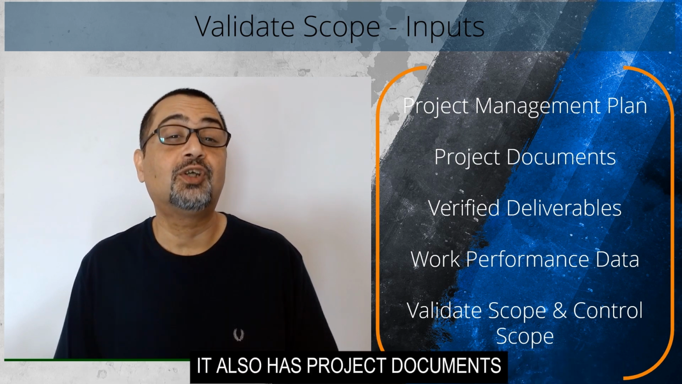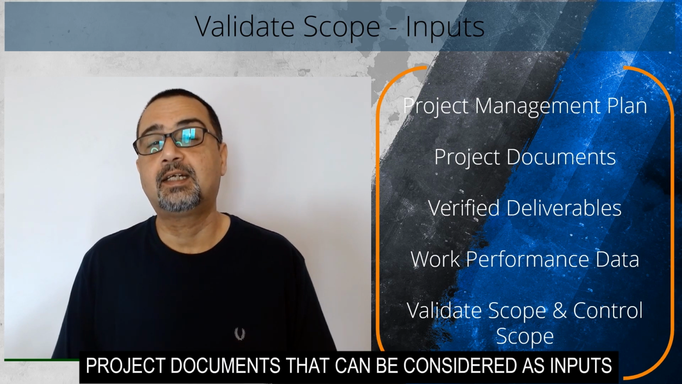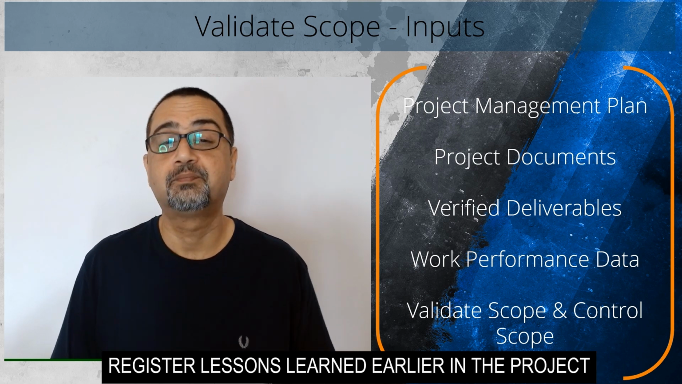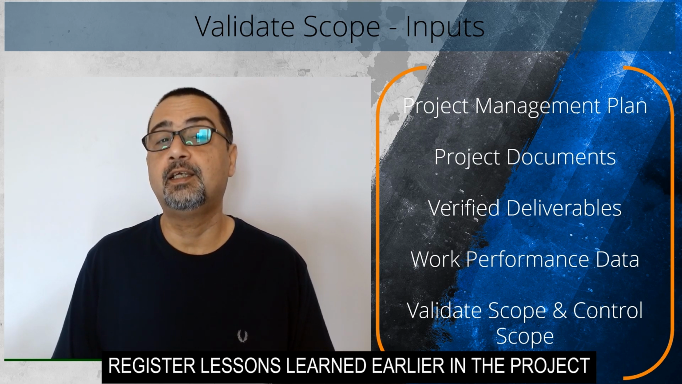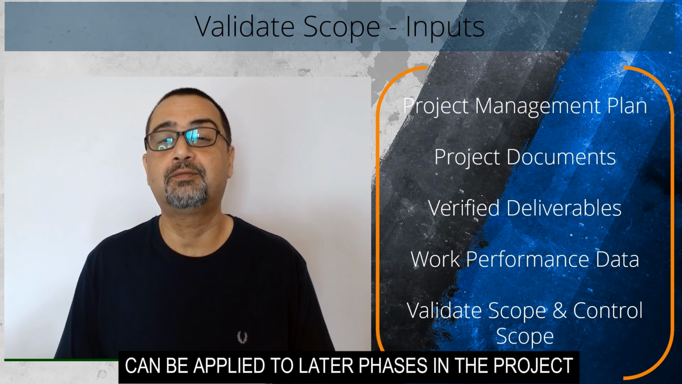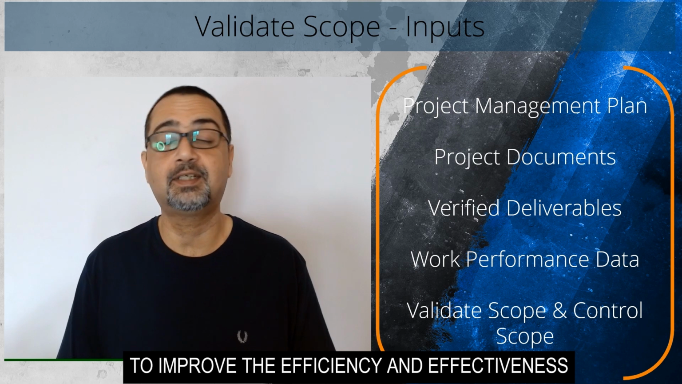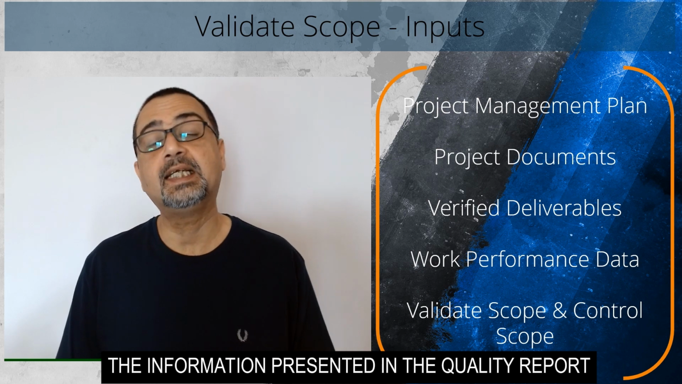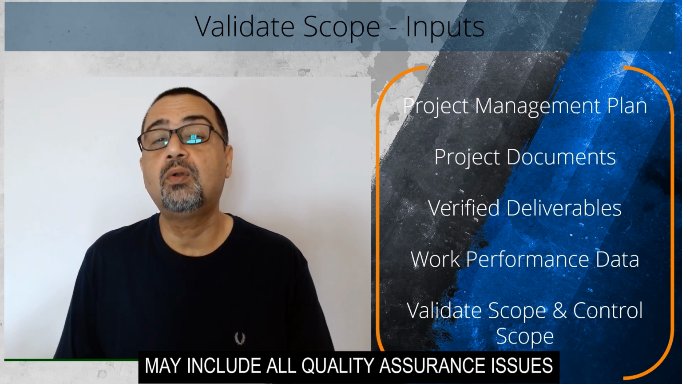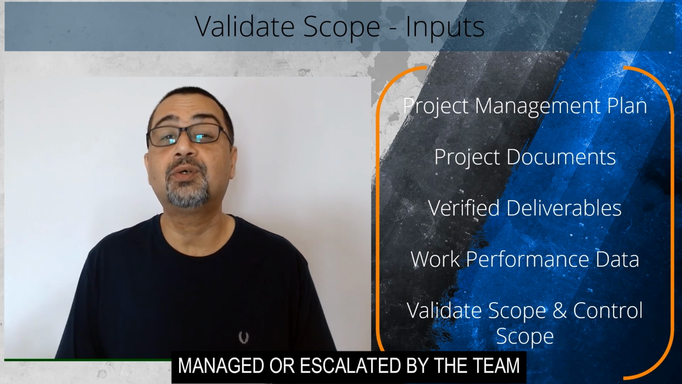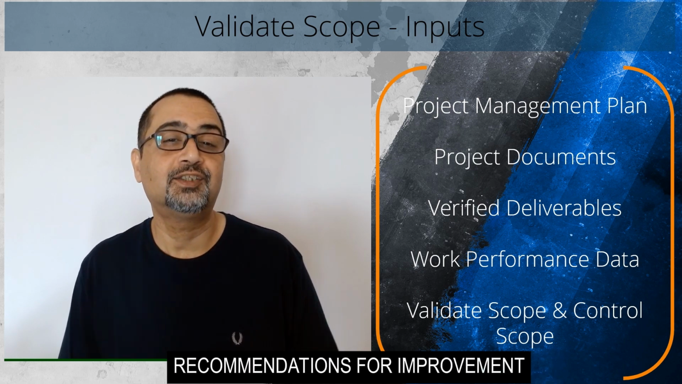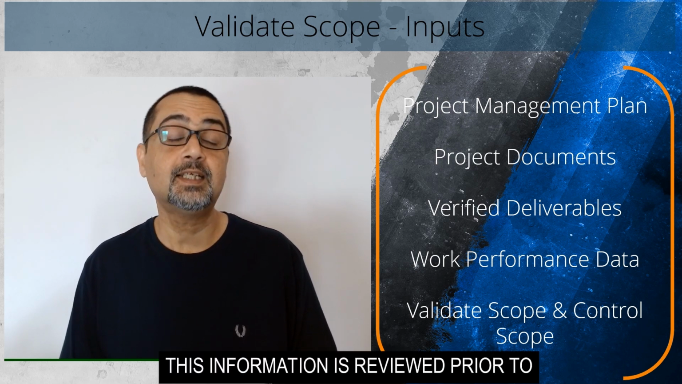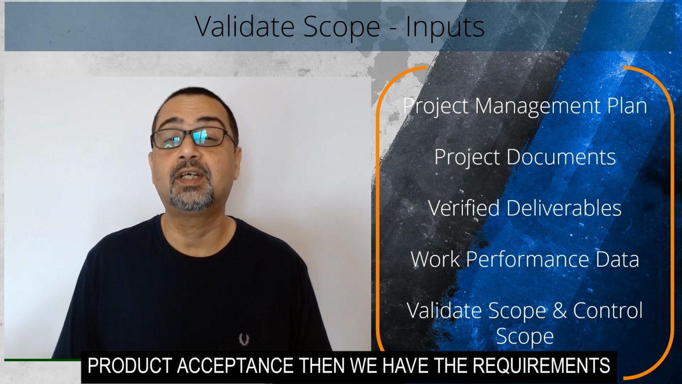It also has project documents. Project documents that can be considered as inputs for this process would include lessons learned register. Lessons learned earlier in the project can be applied to later phases in the project to improve the efficiency and effectiveness of validating deliverables. Quality reports. The information presented in the quality report may include all quality assurance issues managed or escalated by the team, recommendations for improvement, and the summary of findings from the control quality process. This information is reviewed prior to product acceptance.